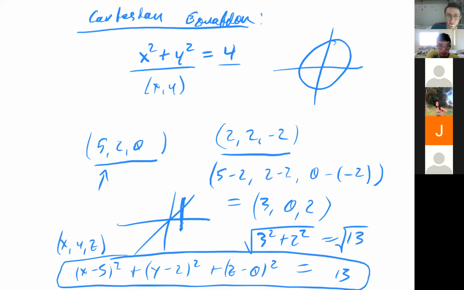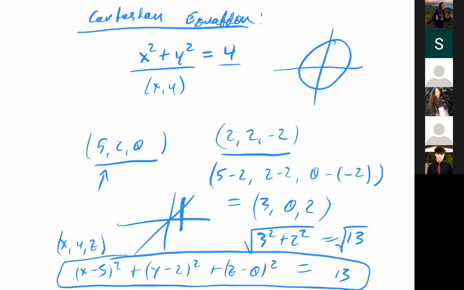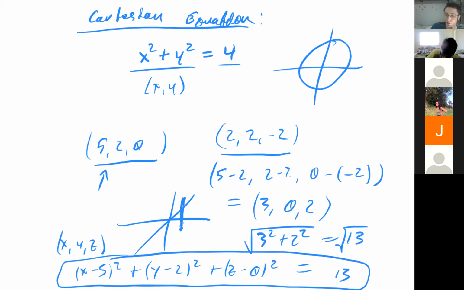Do I have any questions? No one? Oh, so that's a good question. How did I determine to subtract (2, 2, -2) from (5, 2, 0)? It would have been just as good to subtract (5, 2, 0) from (2, 2, -2), right? Because all I needed here was the magnitude. And it's just the same to take the magnitude of this vector versus the vector that goes in the opposite direction. Okay, so that's a great question. Any other questions?